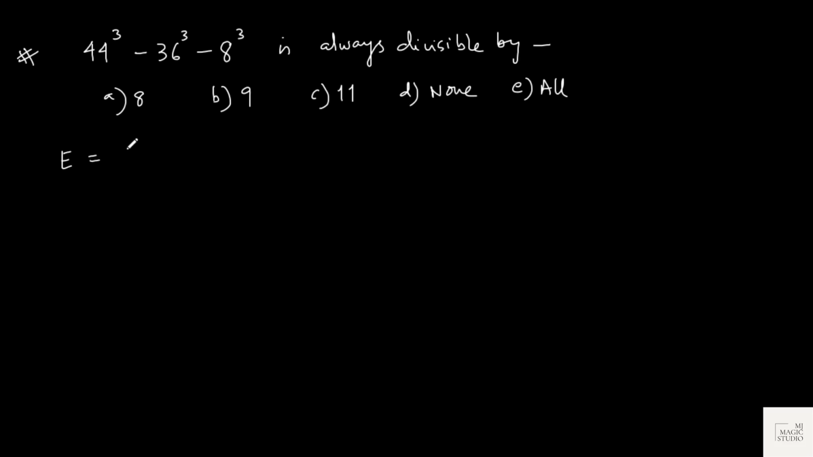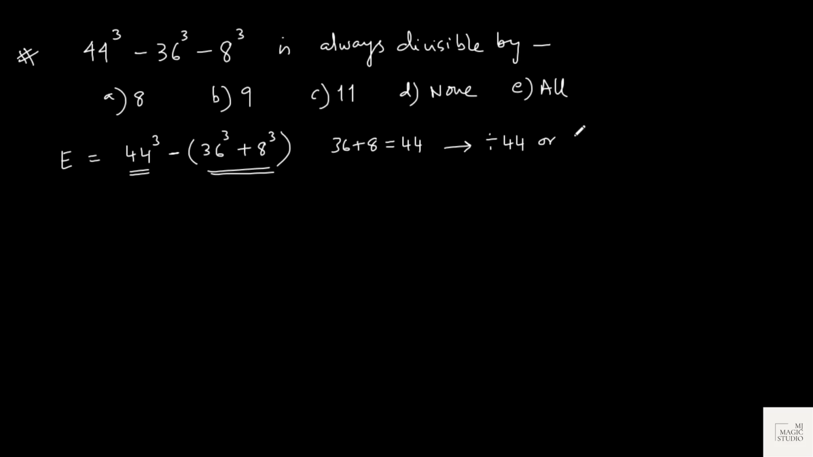now, can I write my expression as 44 cube minus, I'm taking common minus, 36 cube plus 8 cube. Now this is a cube plus b cube. A cube plus b cube is divisible by a plus b. 36 plus 8 is 44. So if this expression is divisible by 44 and this is also 44 to the power 3, that means entire expression is divisible by 44 or multiple of 44, which includes 11. That means it is divisible by 11.